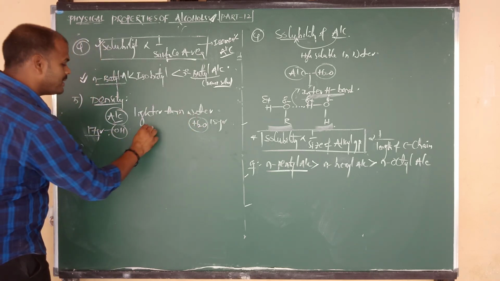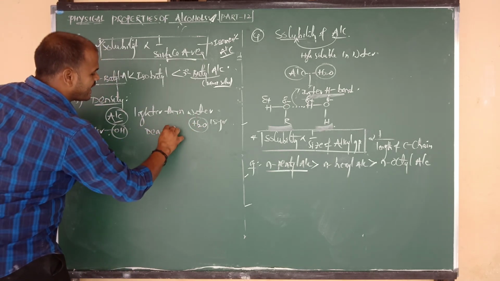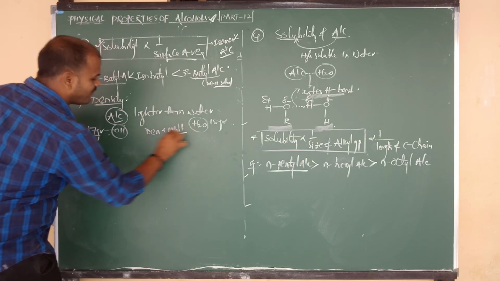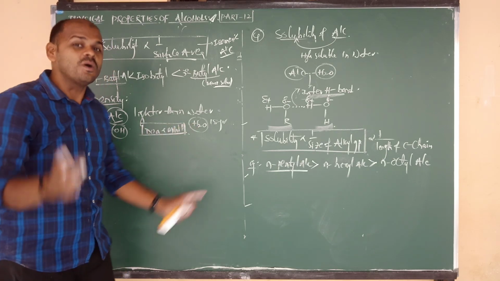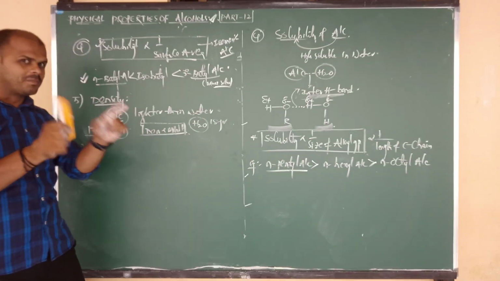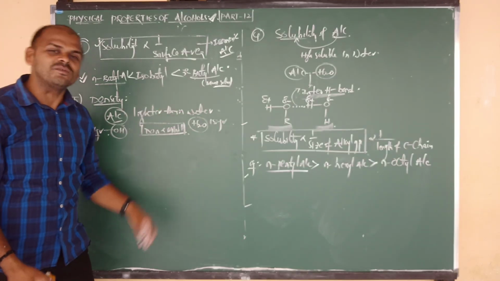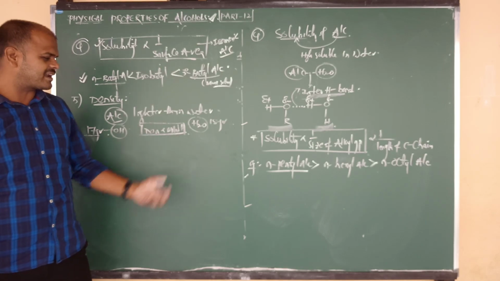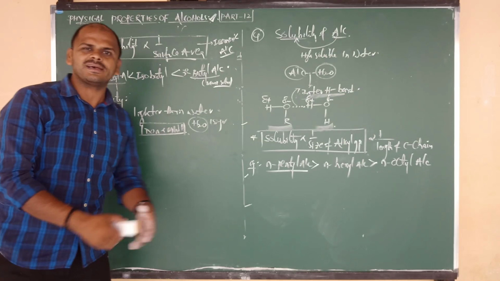Because density is directly proportional to molecular weight and inversely proportional to volume. So with respect to a specific volume, we say that alcohols are lighter than water because density is directly proportional to molecular mass.